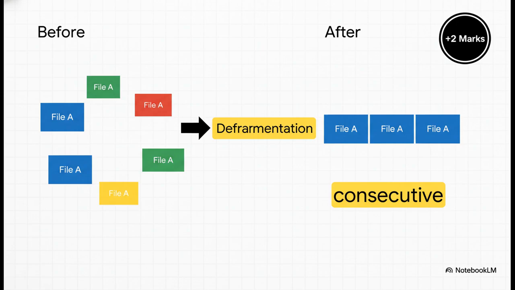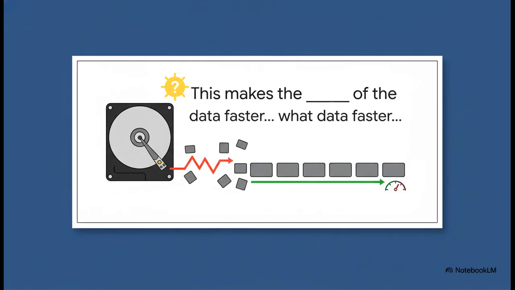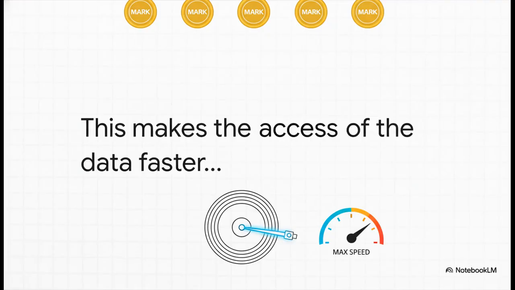We're on a roll. Okay, but why? Why does the computer even care if the files are neat? What does it actually improve? What gets faster when everything is all lined up? The answer is access. Think about it. When all the parts of the book are in one place, the little read head on the hard drive doesn't have to jump all over the disk to find the next bit. It can just glide along and read the whole file in one smooth go. This makes data access way, way faster. And that is our 6th and final mark.